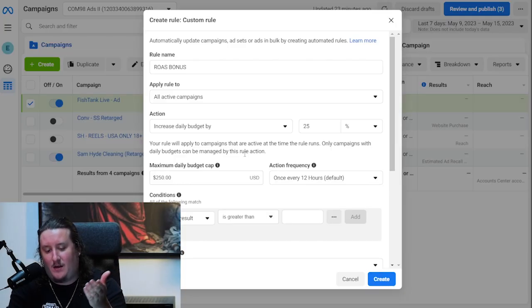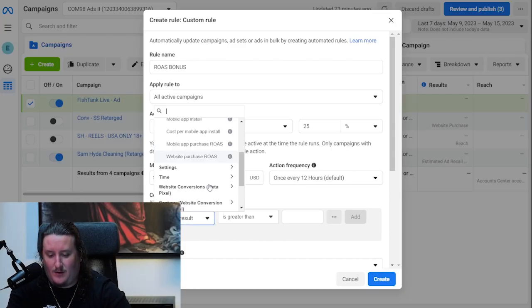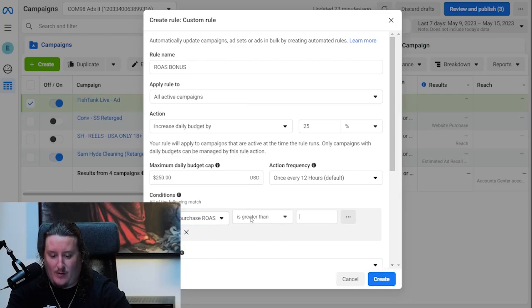The ad sets are the same. They're like little kids running around misbehaving, and it's your job to be the teacher, to put them into a group and say, hey, sit down, shut up. This is what we're doing. I want you guys to all be good. All right? So we're looking for website purchase ROAS greater than 1.8.